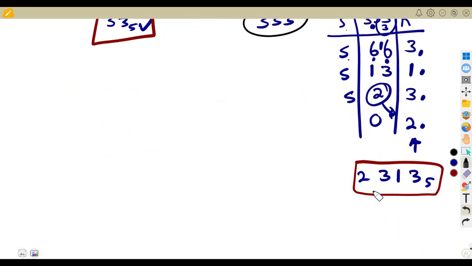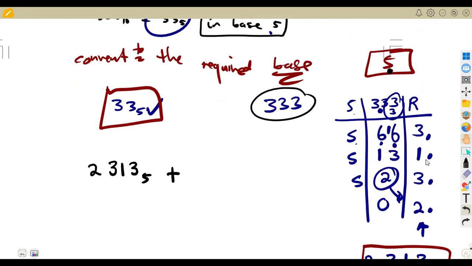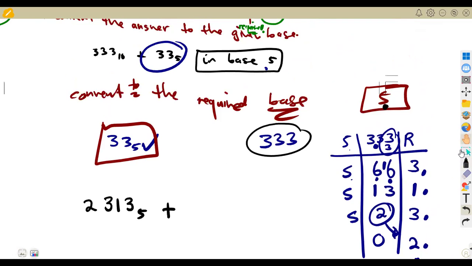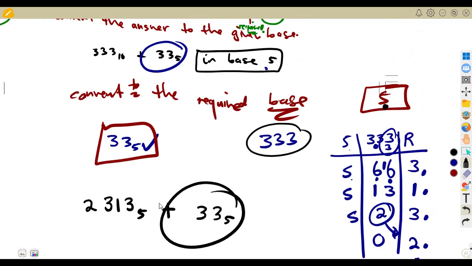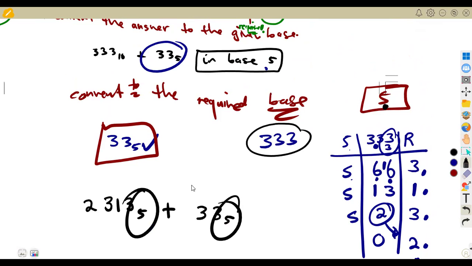All right. So the first one, we converted to base 5. We got 2, 3, 1, 3, base 5, plus what we were already given. That is what the question simply means. It was being added to 3 base 5, which is already in the base of 5. Remember, you can only add or subtract if the bases are the same.